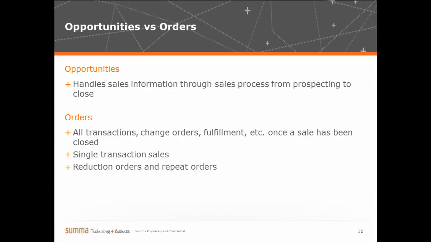So, an important distinguishing fact between the use case of opportunities versus orders is, one, opportunities are important to track all information relating to the solicitation of a sale that requires a sales process from prospecting through the close of that sale. Where opportunities fall short is in handling everything after that sales process is completed, including service contracts, shipping, provisioning, etc., as well as those products that do not require a full sales process, such as single transaction sales, reduction orders, and repeat orders.